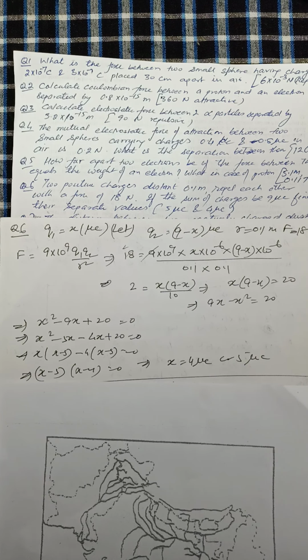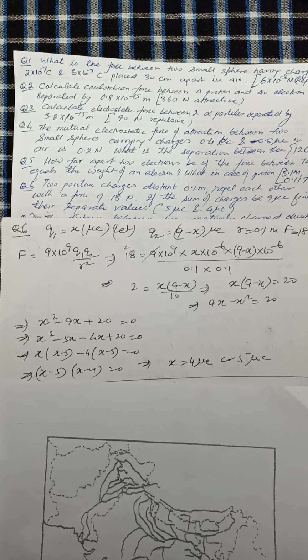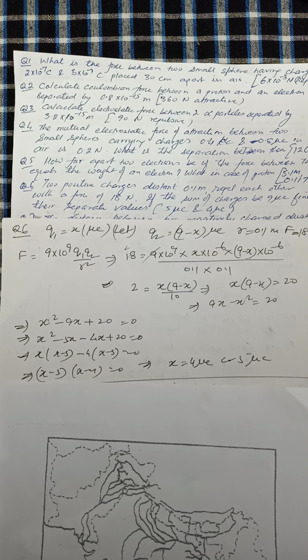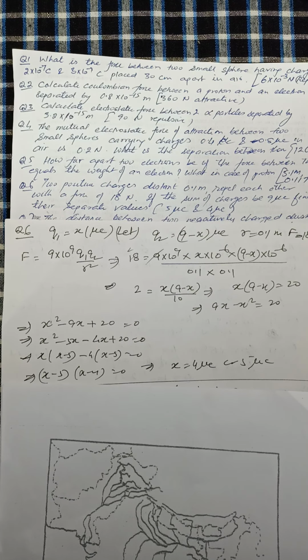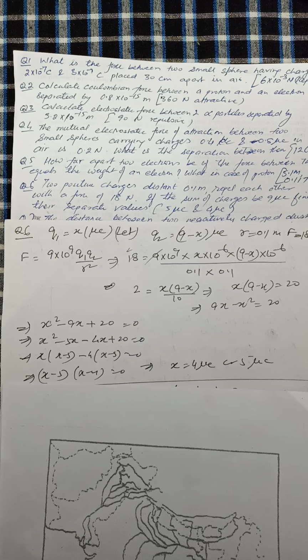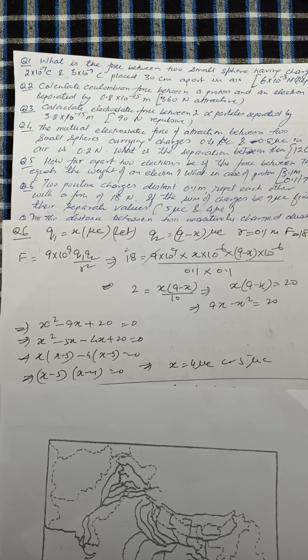Solve powers of 10. Divide both sides by 9. You get 2 on one side, and on the other side it will become x(9 minus x) upon 10. Cross multiply, it will become 9x minus x square equal to 20. We are getting a quadratic equation, x square minus 9x plus 20 equal to 0. Now factorize the equation. X square, in place of 9x we can write 5 and 4, because 5 4s are 20, and minus 5 and minus 4 becomes 9.